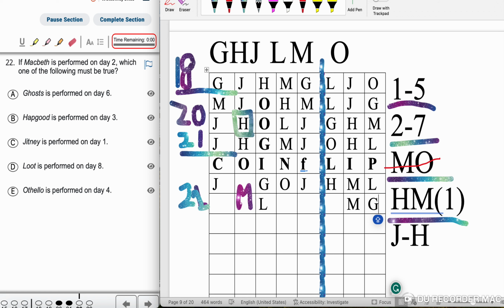G is performed on day 6. We actually don't see that right now, so no. H is performed on day 3. We don't see that either. J is performed on day 1. That actually must be true. L is in 8. We also see that as possible. And O is in 4. We do see that as a possibility as well. So the last 3 we do see as possibilities.